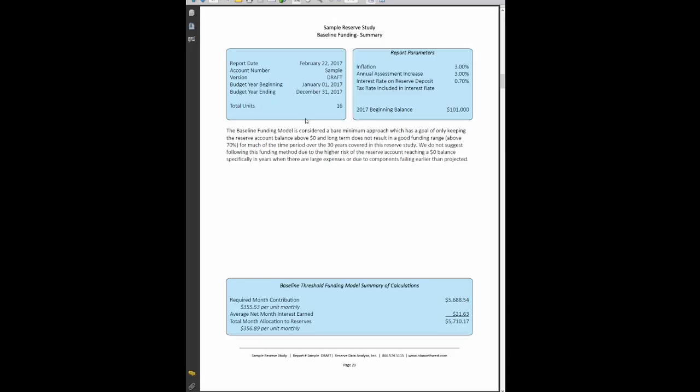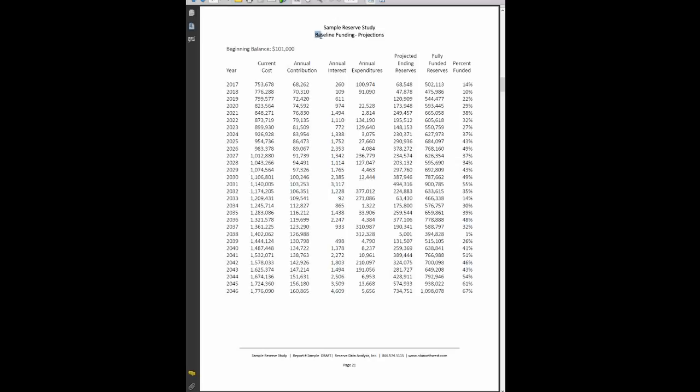Next is just the next funding model in line. In this case, it's the baseline funding model. On this page, you'll find some comments about the baseline funding model, how it's a higher risk model because it only has a goal of keeping the account above $0 for the full 30-year period. And again, just like the recommended funding model, we have the baseline funding projections here for the next 30 years. And on the far right, again, you'll see the percent funded figures.